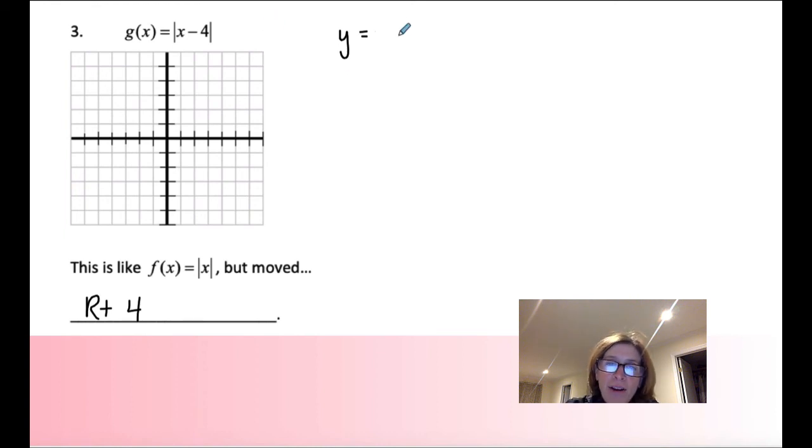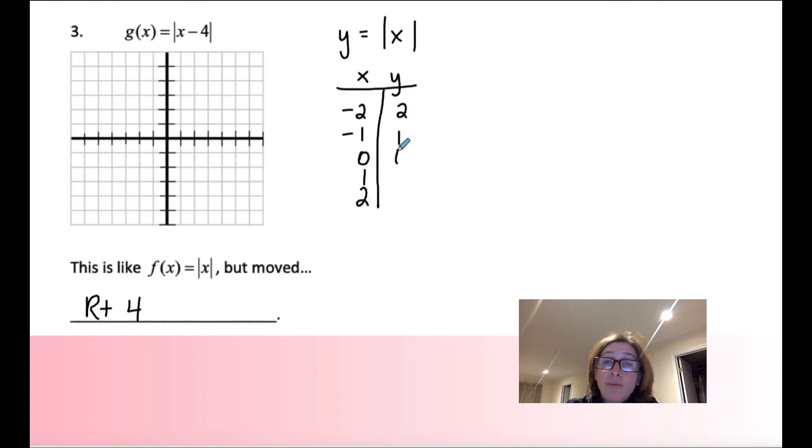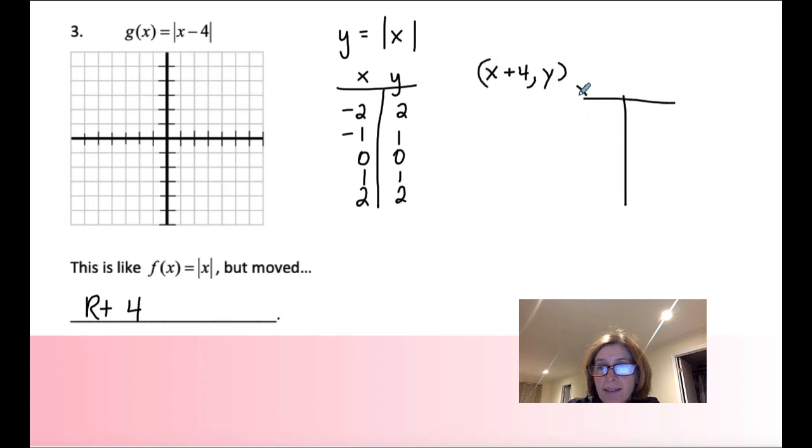So we take our parent graph and our points on our parent function, -2, -1, 0, 1, 2. We're going to get 2, 1, 0, 1, 2. And our rule this time is going to be I want to add 4 to all my x's, and I want to keep my y's the same. So I'm going to make my table x plus 4, y. Let me change that, make it a little neater. Sorry about that, guys. It looks so messy.